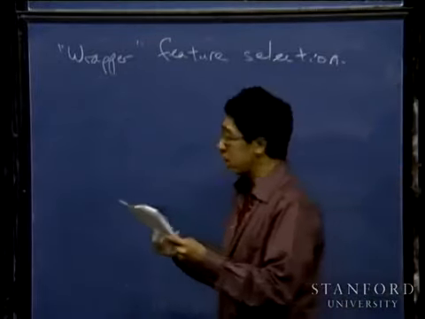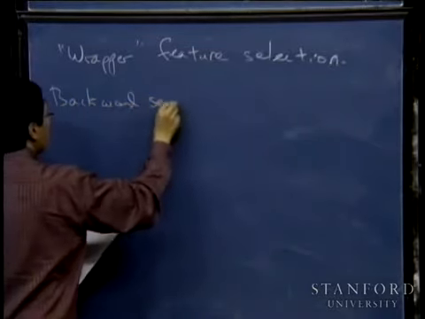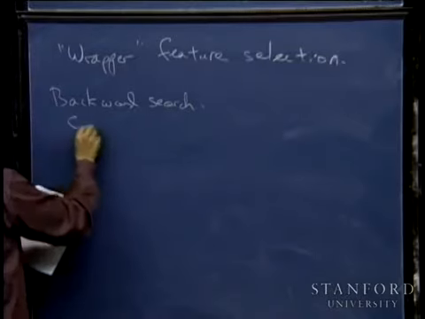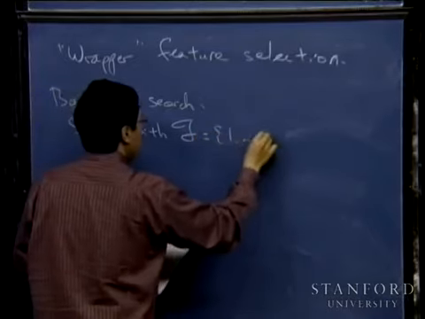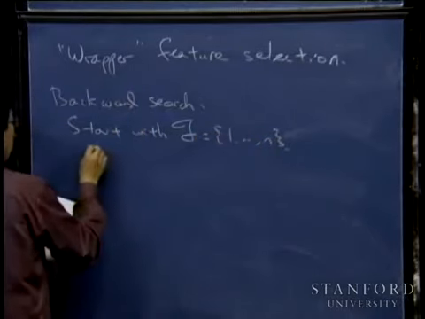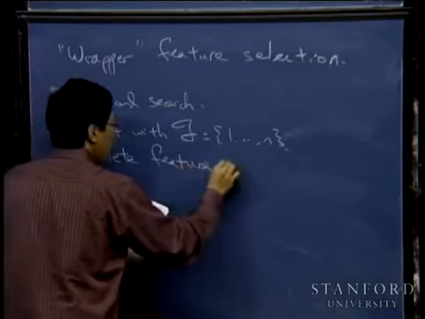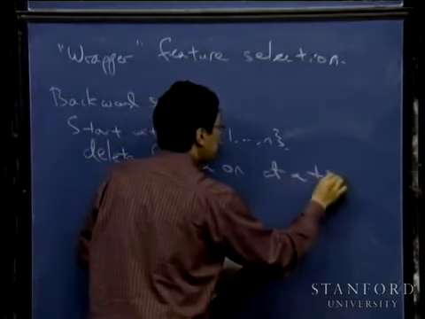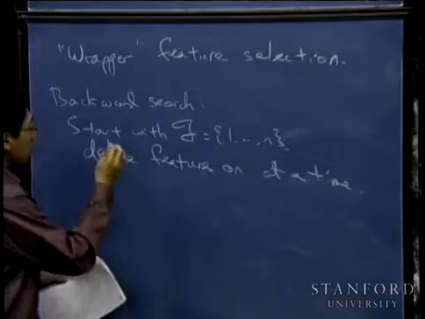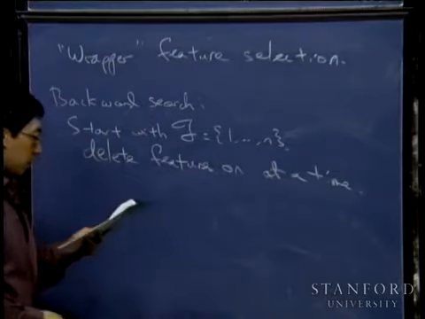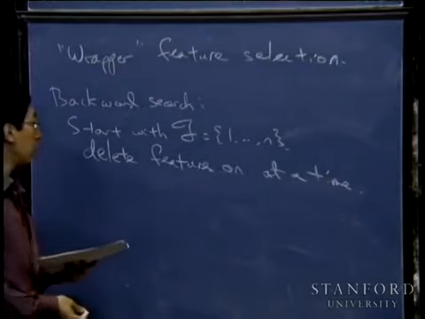Just mention also there is a variation of this called backward search or backward selection, which is where you start with F equals the entire set of features and you delete features one at a time. Right. And so that's backward search or backward selection. And this is another feature selection algorithm that you might use.